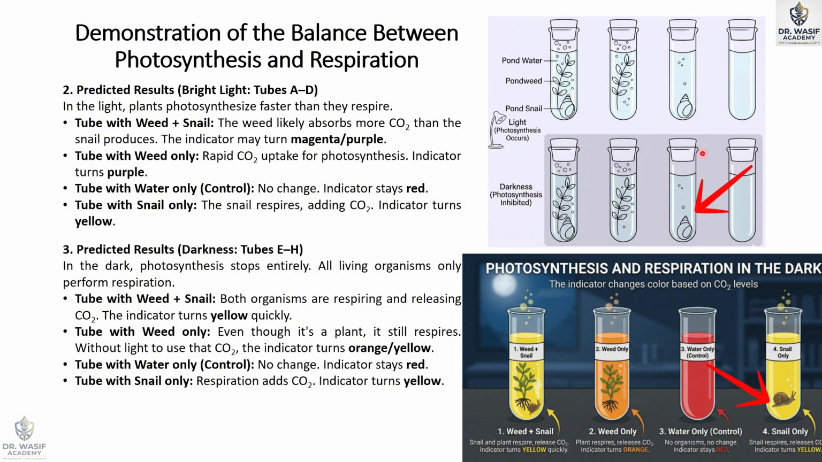Then the next case is the tube with snail only. What will be the result? Definitely the result will be yellow. Why yellow? Because the snail is respiring, giving out carbon dioxide, but that carbon dioxide is not being consumed due to darkness, number one, and definitely there is no plant which can consume that carbon dioxide. So the indicator will turn yellow. This experiment is the ultimate proof that plants only remove carbon dioxide when light is available. But respiration, that process never stops, 24/7.